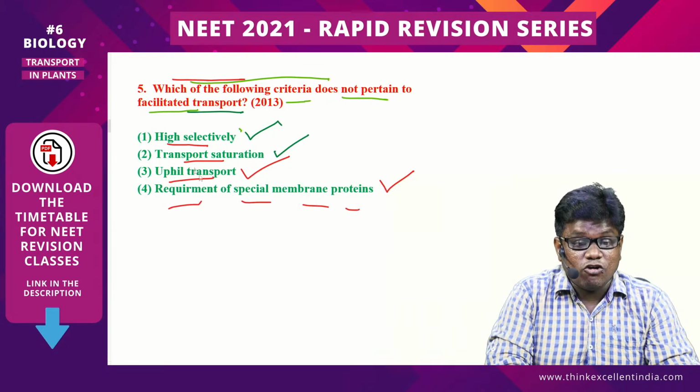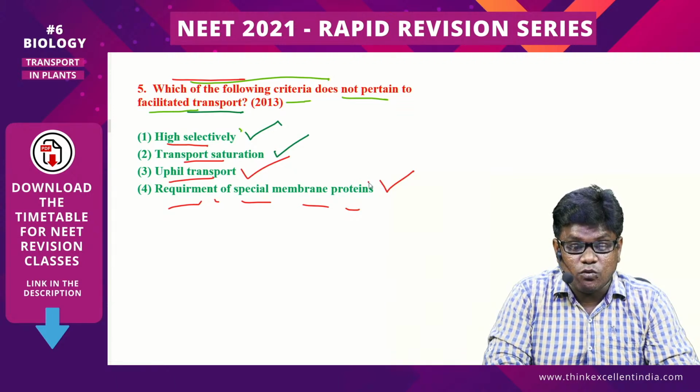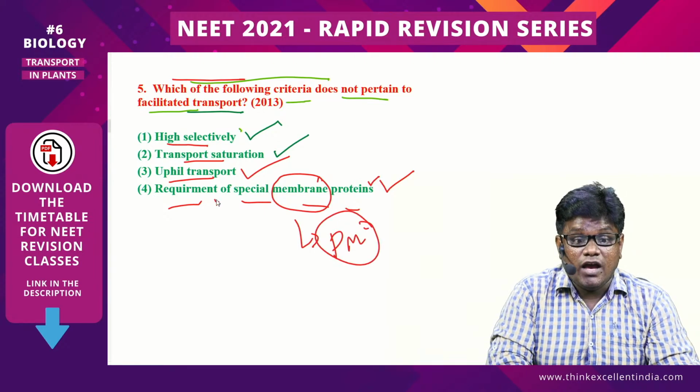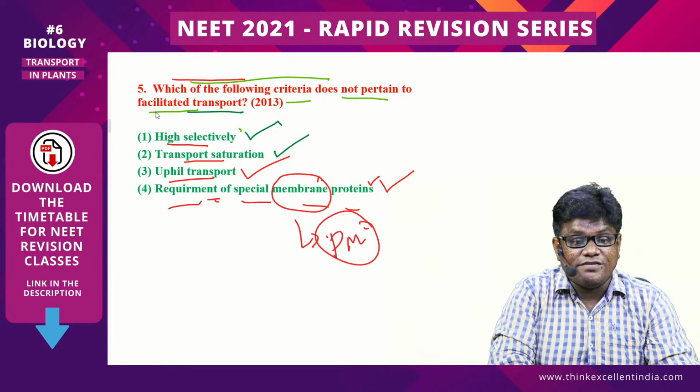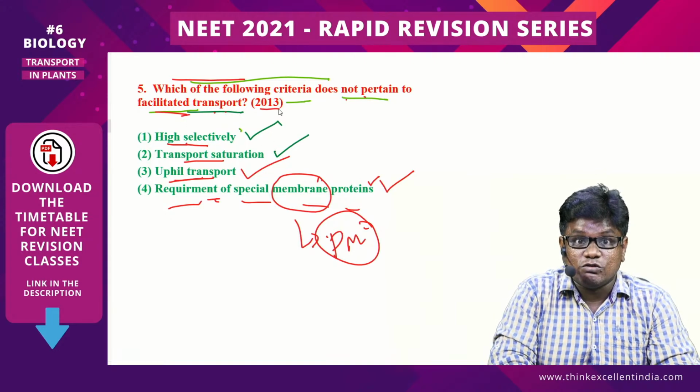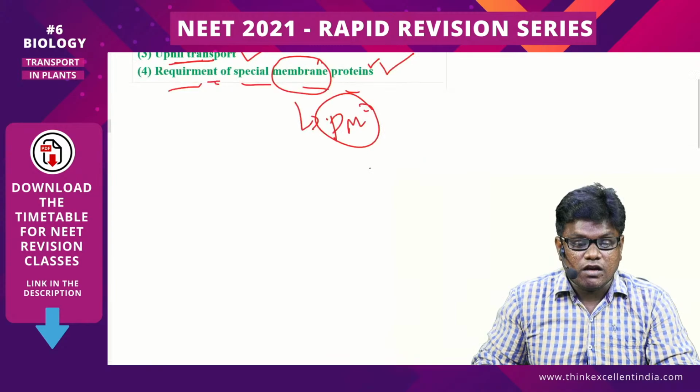Okay, so the requirement of special membrane proteins, what type of proteins? Where are membrane proteins present? In the plasma membrane, okay? And is facilitated transport happening through that requirement, or through uphill transport, which actually doesn't pertain to facilitated transport. And this question was asked in 2013. You have to remember it.